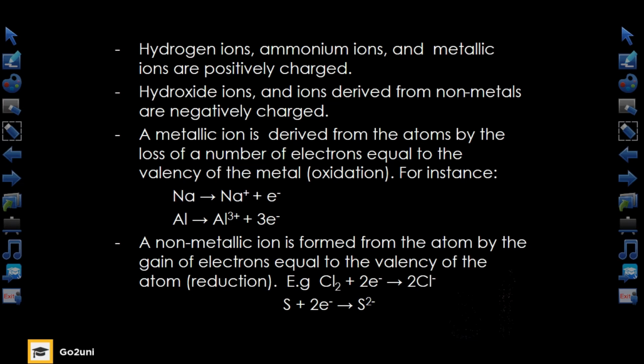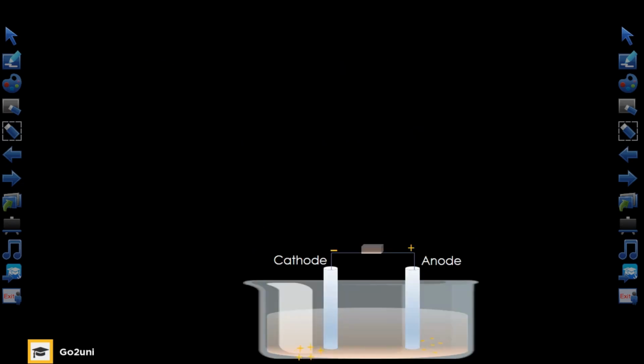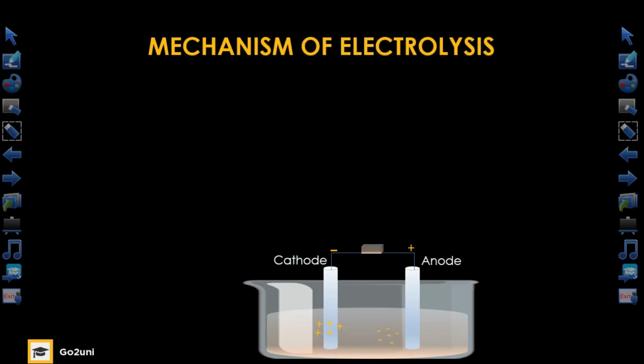Still talking about the Ionic Theory and how electrolysis supports that, let us look at the mechanism with which electrolysis connects to the Ionic Theory.